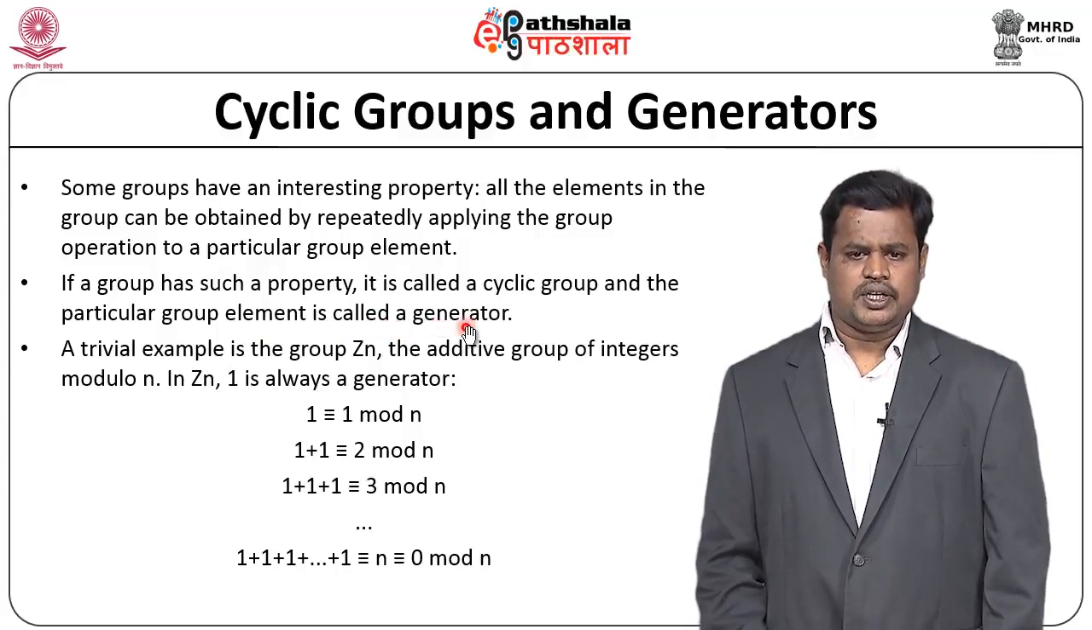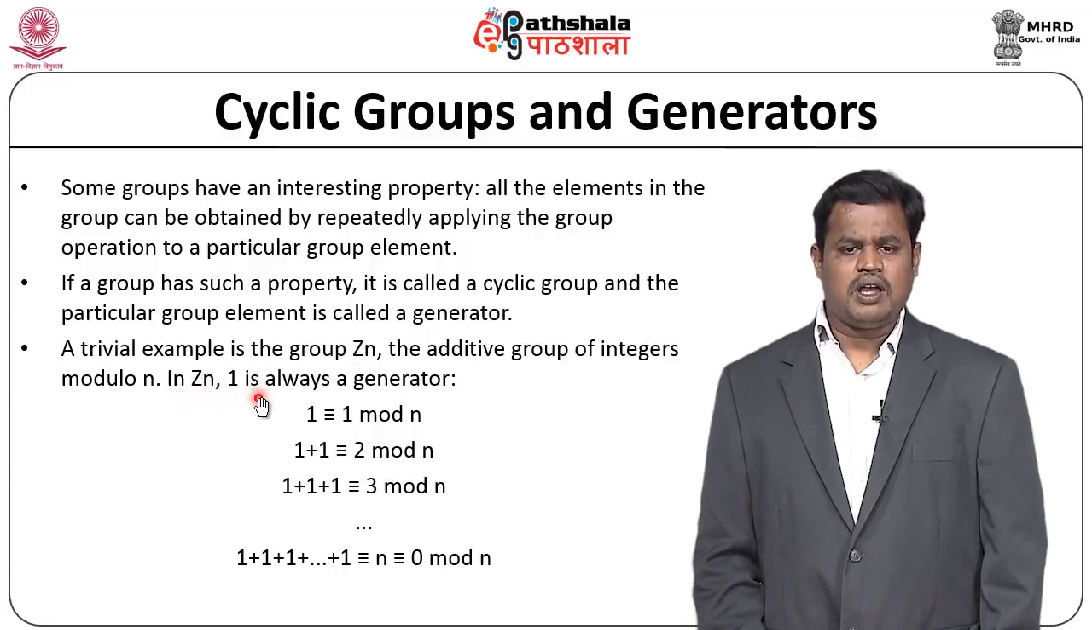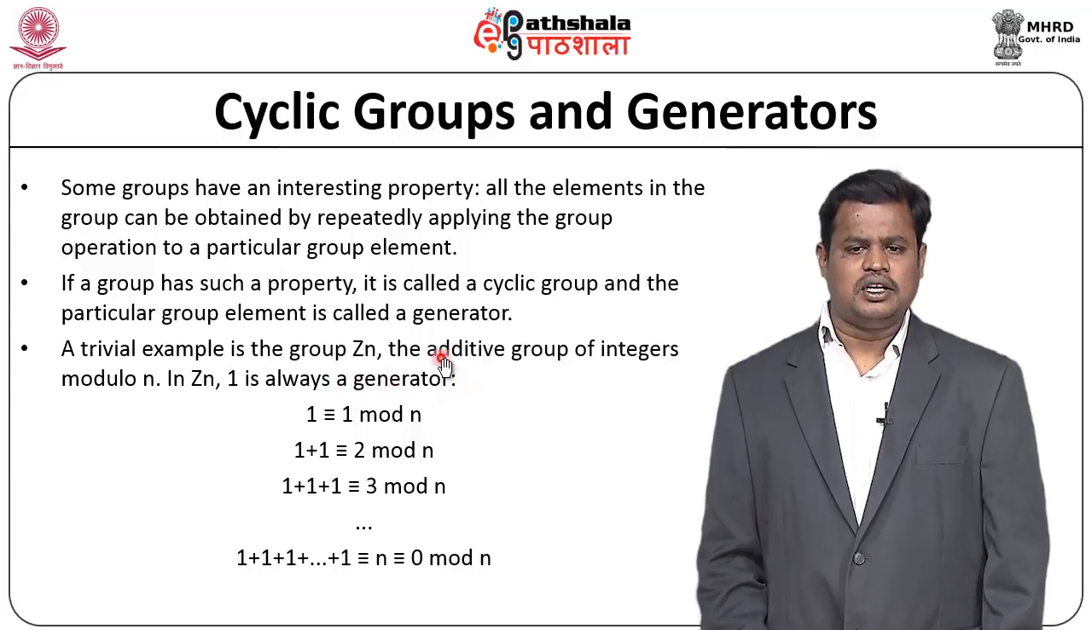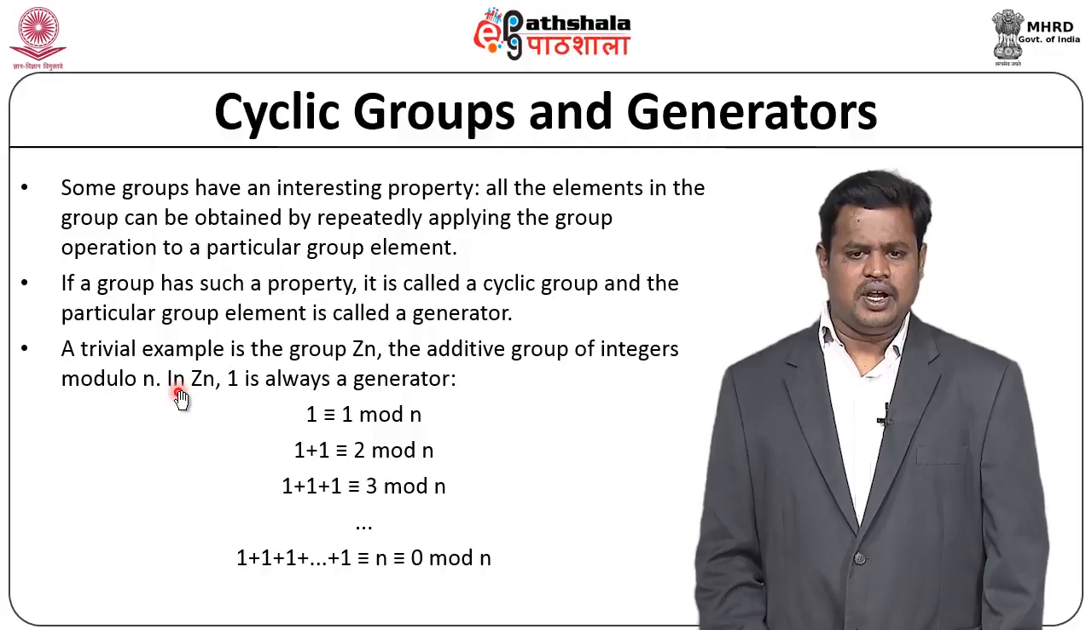A trivial example here is the group Zn, the additive group of integers modulo n. Here in Zn, 1 is always a generator when I say it is an additive group of integers modulo n. So, I say that n is an integer. When I choose 1 as a generator, then I should be able to generate all the elements in the particular group.